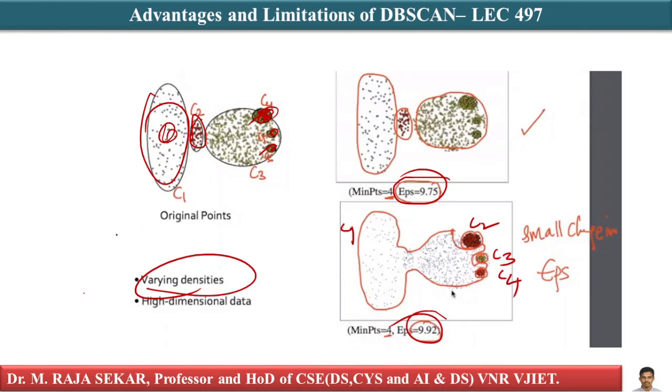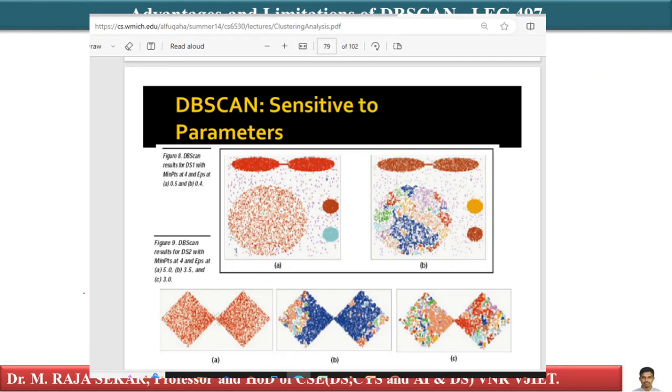The other limitation is it's very sensitive to your hyperparameters, isn't it? Which hyperparameter? If I make a small change in epsilon, it is completely changed, isn't it? It is extremely sensitive to hyperparameters. If you change hyperparameters slightly, your whole outcome might change.